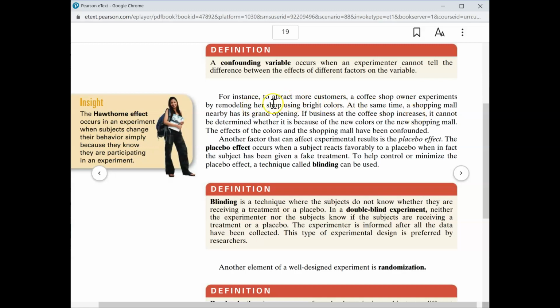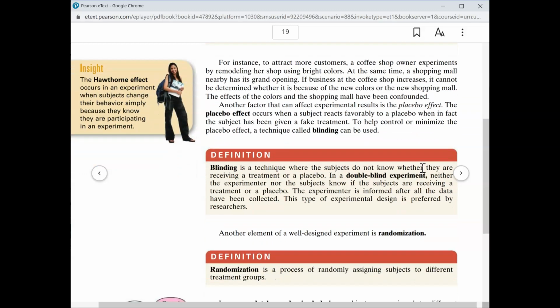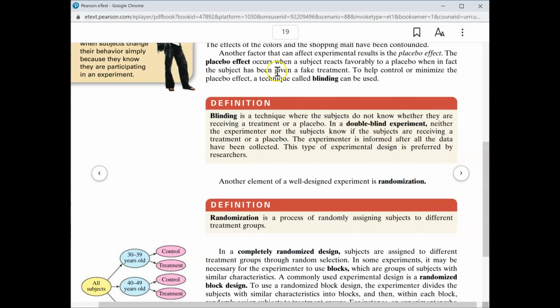Okay, here's the example they give in the book. For instance, to attract more customers, a coffee shop owner experiments by remodeling her shop using bright colors, but at the same time, a mall opens nearby. And so you can't tell if the coffee shop gets more customers because of the remodeling or because the mall was open nearby. Another factor that can affect experimental results is the placebo effect.